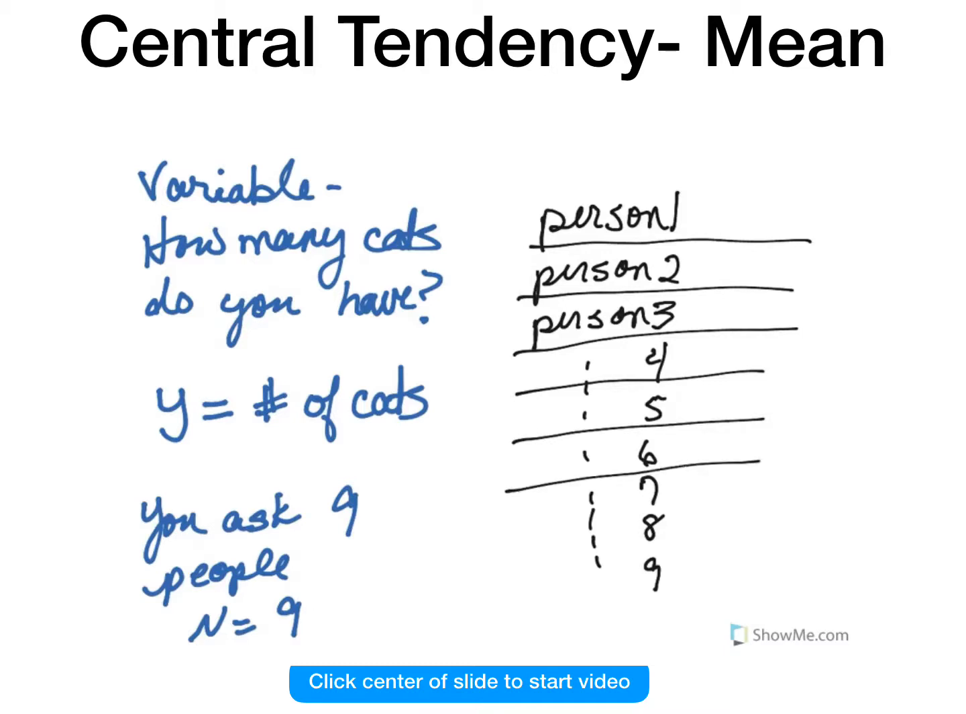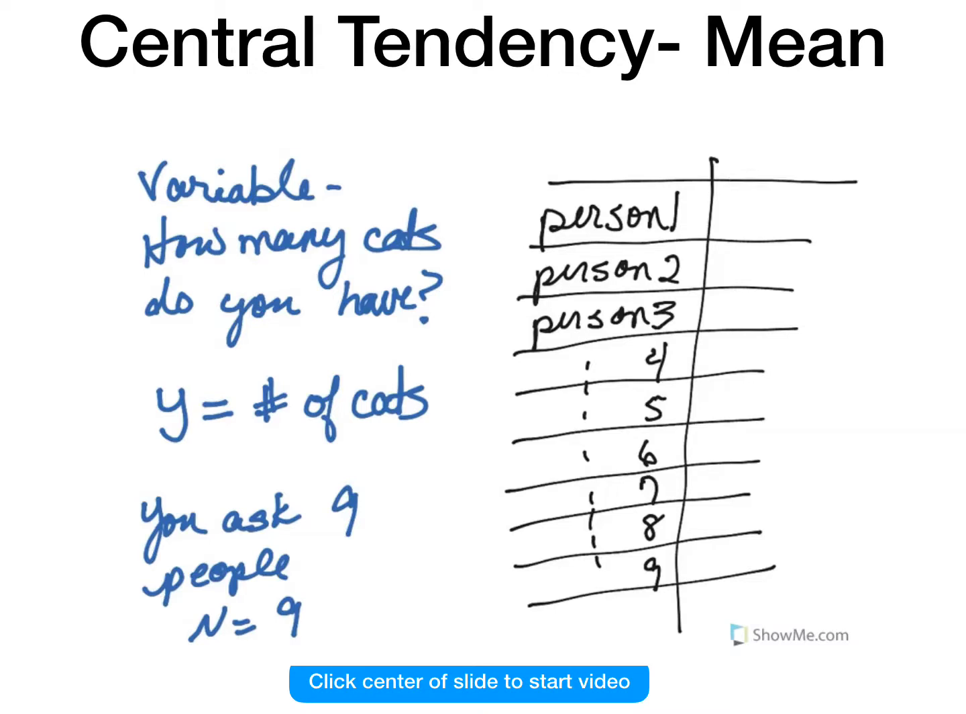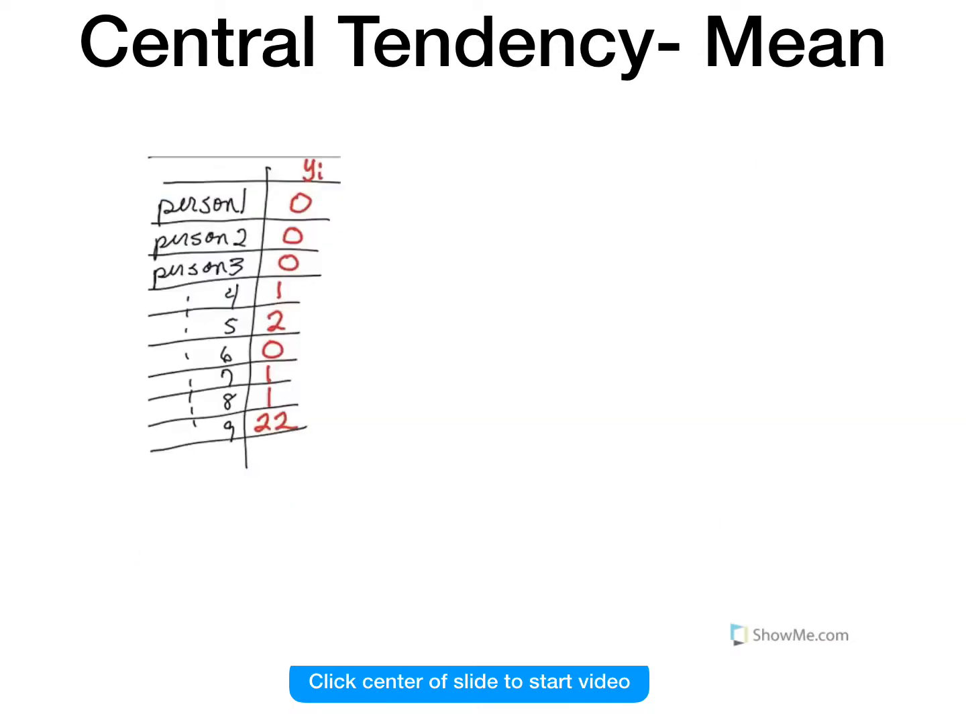Now, each answer that the person gives to the question, how many cats do they have, is going to be an individual score, or a y sub i in notation terms. Person number 1 says that they have 0 cats. Person 2 has 0 cats. Person 3 has 0 cats. Person 4 has 1. Person 5 has 2. Person 6 has 0. Person 7 has 1. Person 8 has 1. And person number 9, that weird lady down the street, has 22 cats. All right, so there's our little data table: 9 observations, 9 individual scores.